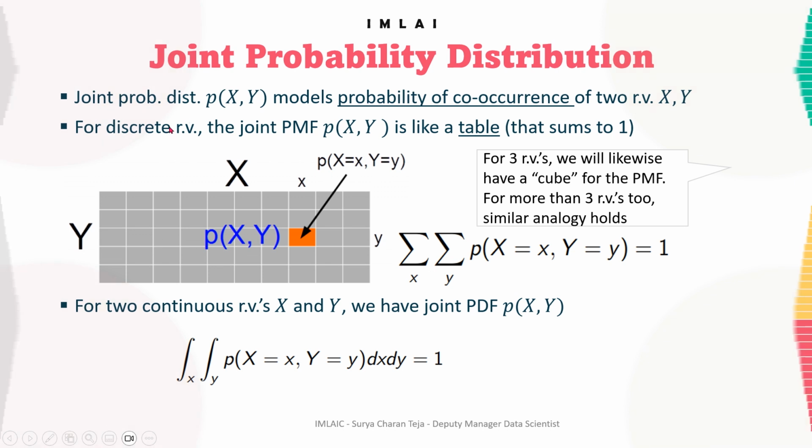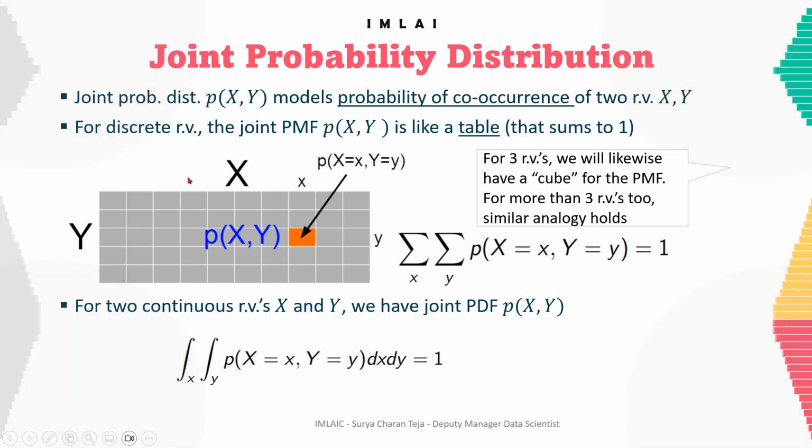So for discrete random variables, the joint probability mass function is represented as P of capital X comma capital Y, and it's like a table that sums to 1. If you do the double summation over x and y of P of capital X equals small x comma capital Y equals small y, it equals 1. You add up all the entries together and you get 1. That's your joint probability distribution.